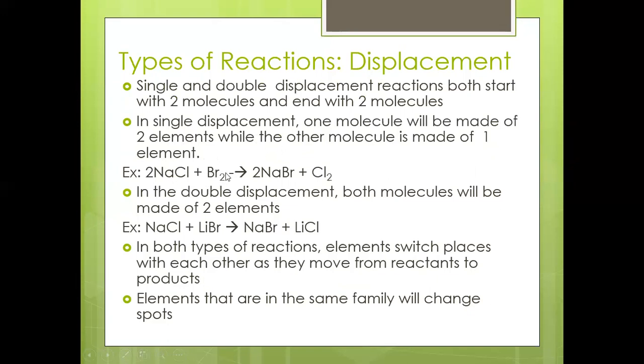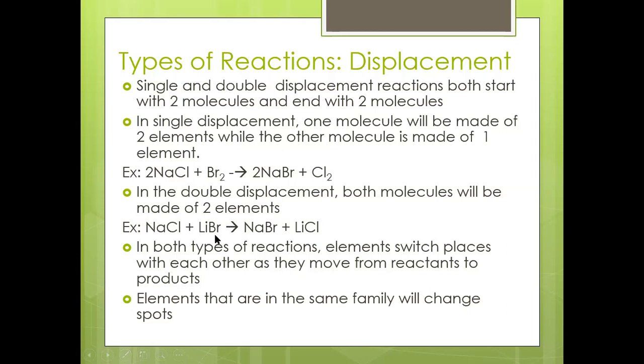like this bromine here. With a double displacement, both of the molecules that are reacting are made of at least 2 elements, or 2 different ions. So we have the sodium chloride, in this case, reacting with the lithium bromide.